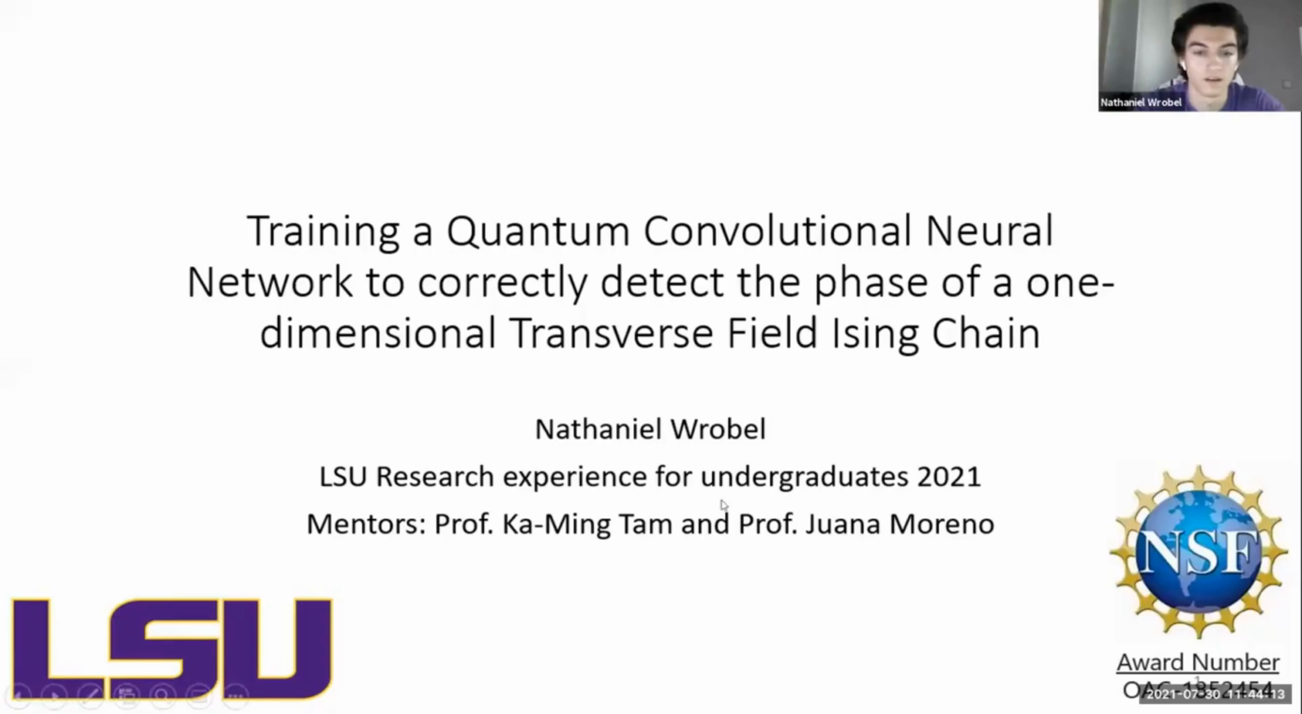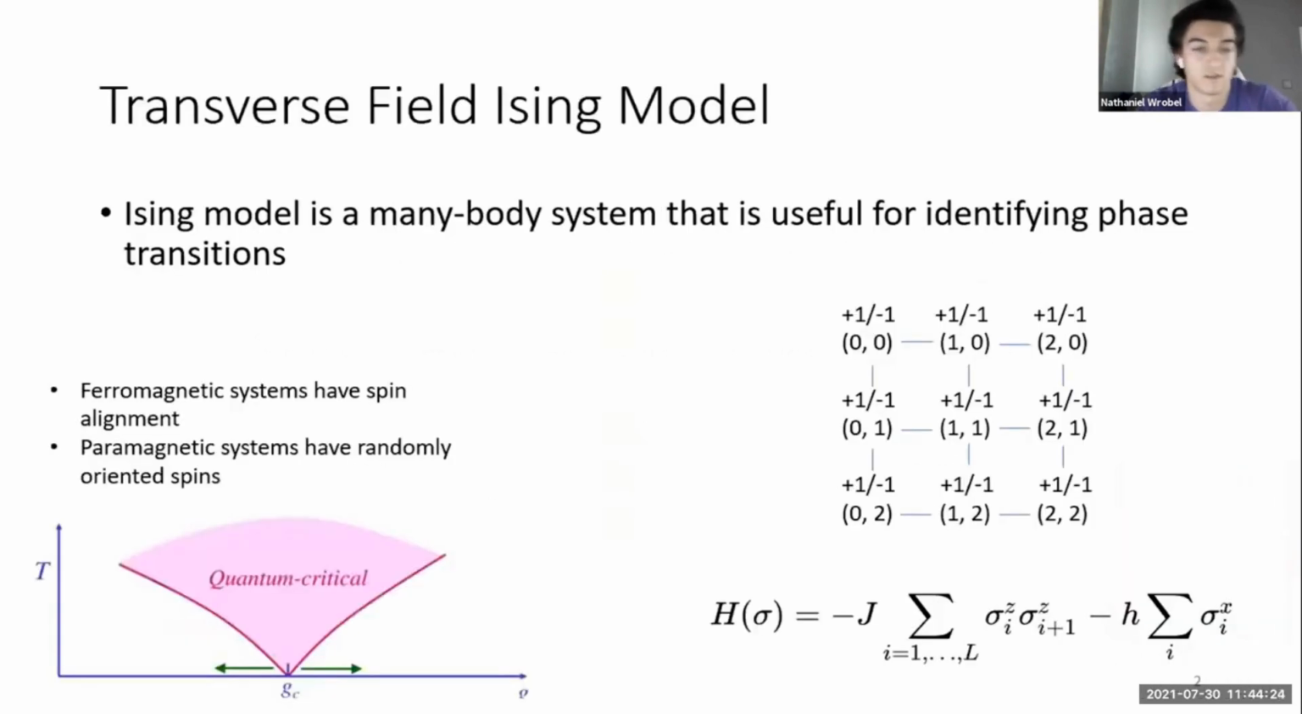Yeah, my name is Nathaniel Roble, and this summer I worked on training a quantum convolutional neural network to correctly detect the phase of one-dimensional transverse Ising chains. The transverse Ising model is a popular many-body system that we use to identify phase transitions.